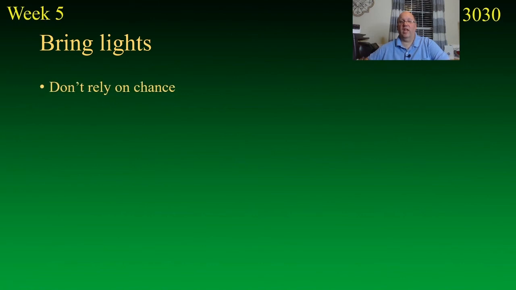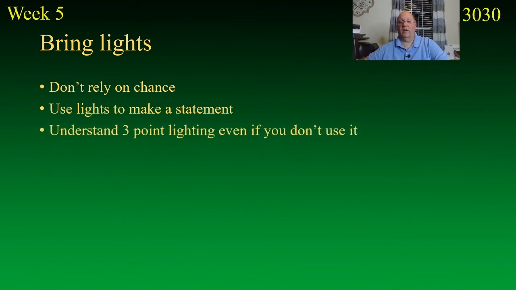Don't rely on chance. Don't think that you're not going to run into a situation where you simply need light. Use lights to make a statement. Plan on lighting. Try to make it look good. Production values. Understand three-point lighting even if you're not going to use it. Meaning that if you want to put your key light down below eye level, at least know that you're doing it that way. And always respect production values. Make sure that your audience can see what it is you're doing.